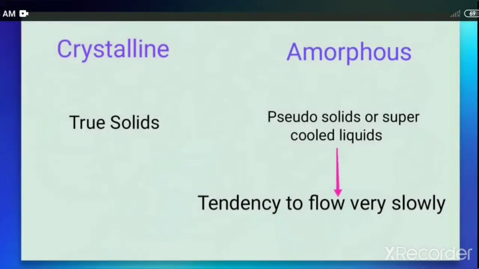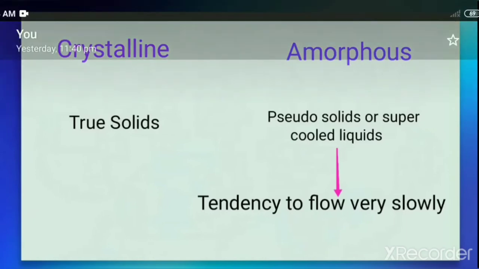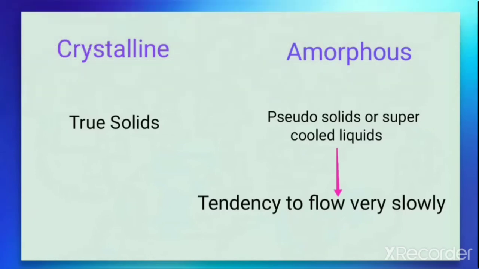Crystalline solids are actually called true solids because they exactly behave like solids in all situations. But the amorphous solids are called pseudo solids or supercooled liquids. Why are they called liquids? Because they have a tendency to flow very slowly.